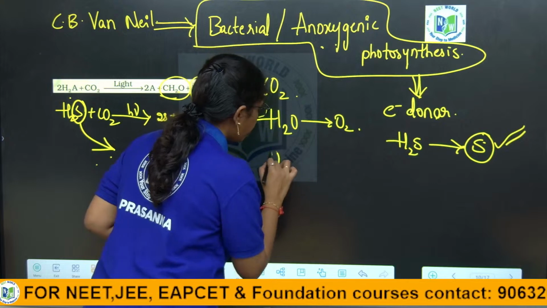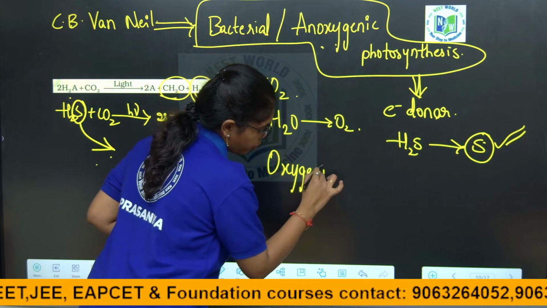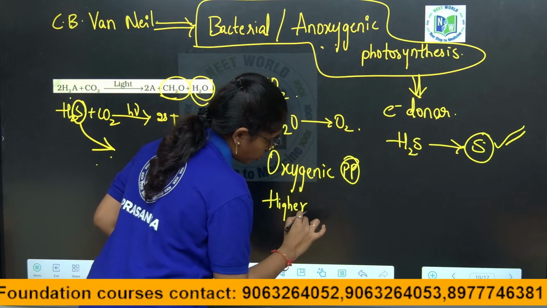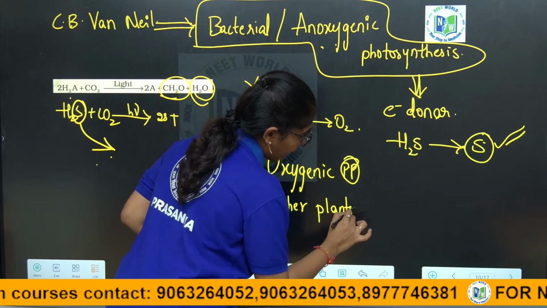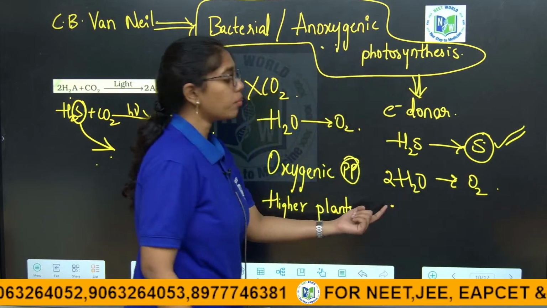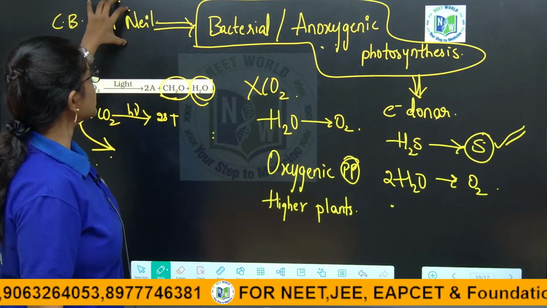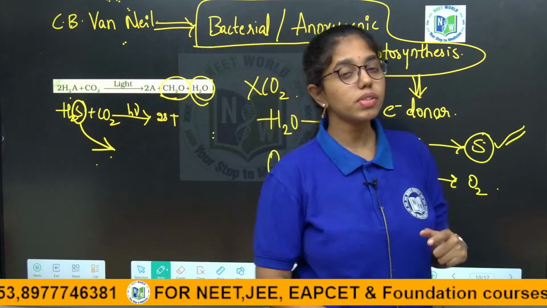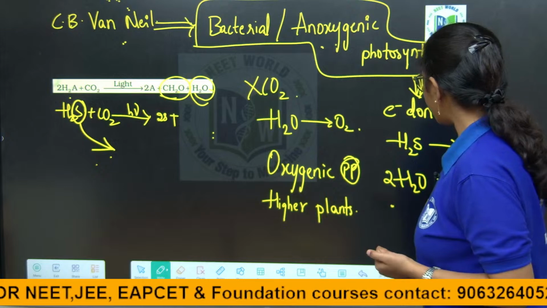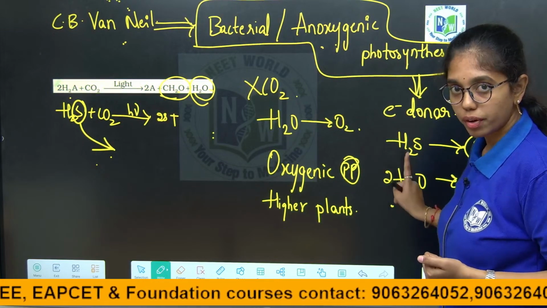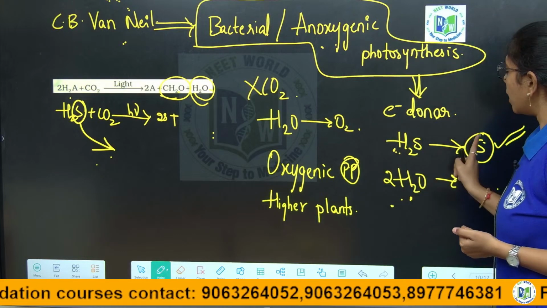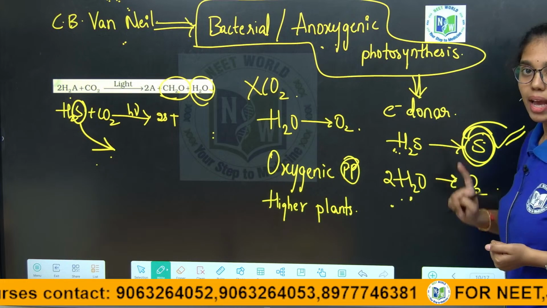In oxygenic photosynthesis, which is conducted by higher plants, oxygen is evolved from the water molecule, not from carbon dioxide. Till his experiment, everyone thought that the oxygen evolved was from carbon dioxide, not from water. He proved that oxygen is evolved from water. In anoxygenic photosynthesis, H2S is the electron donor and sulfur molecules are released from H2S.